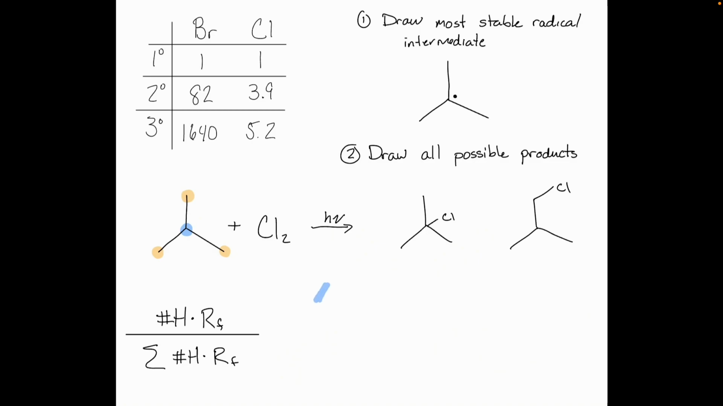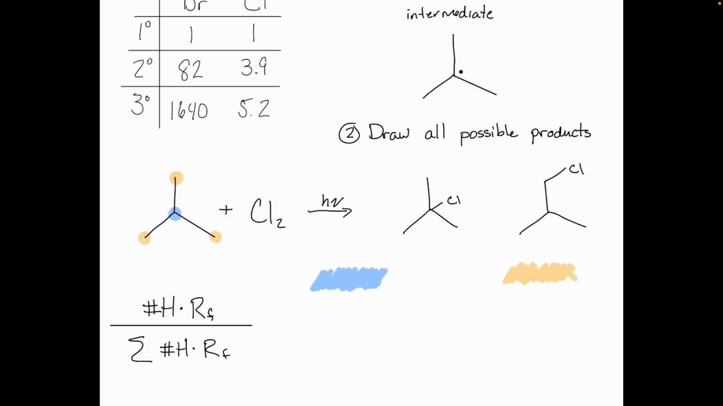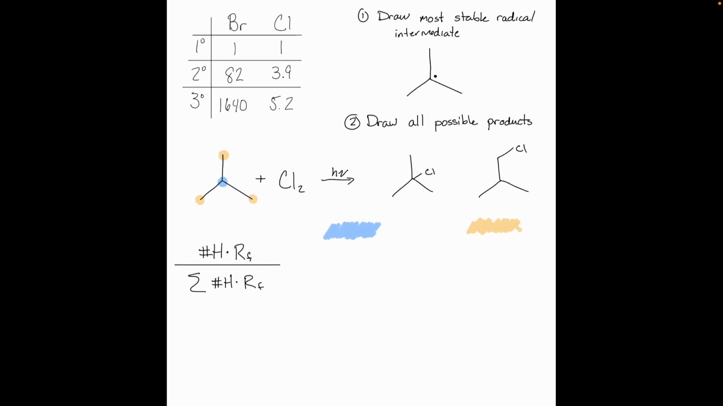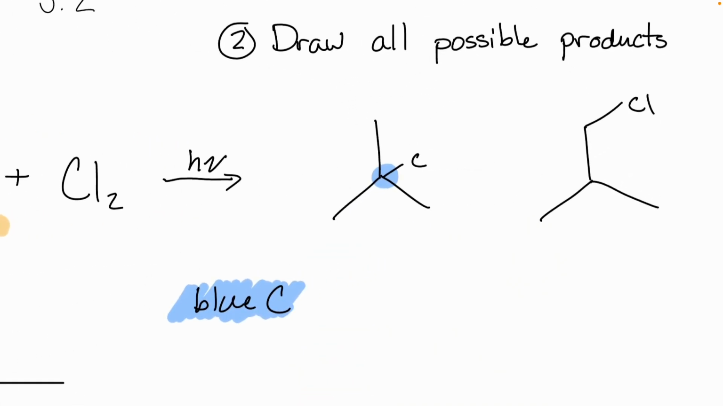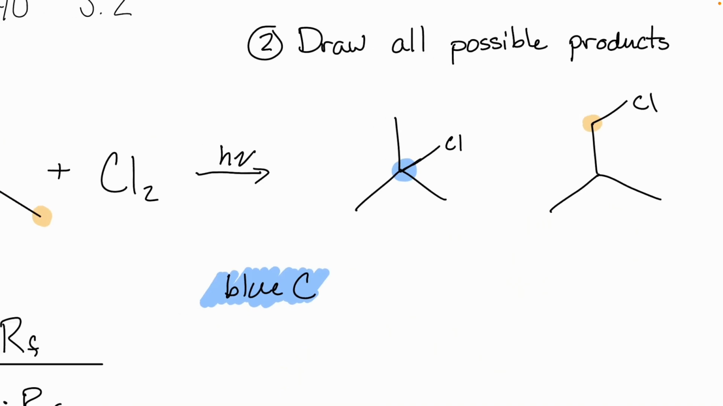Two of them, one for our blue carbon, and then one for the orange carbon. Probably do these on top of one another. All right, our blue carbon would produce that product there. I don't know why I drew that bond so small. And our orange carbon would give us this product here.